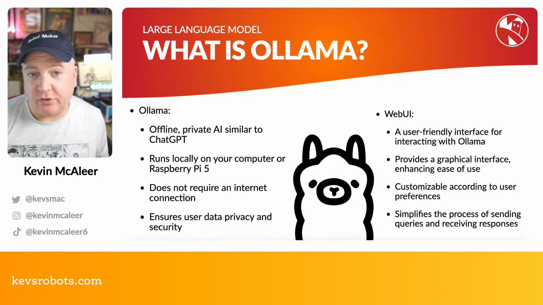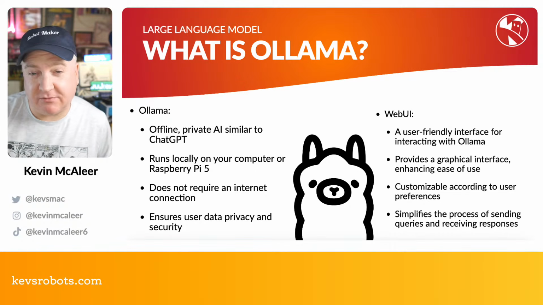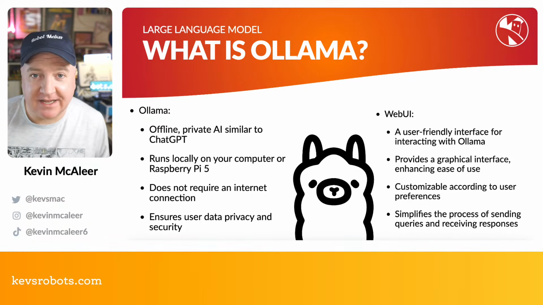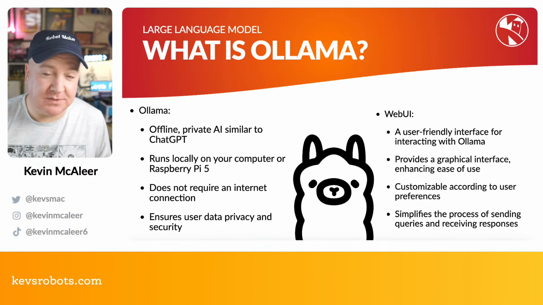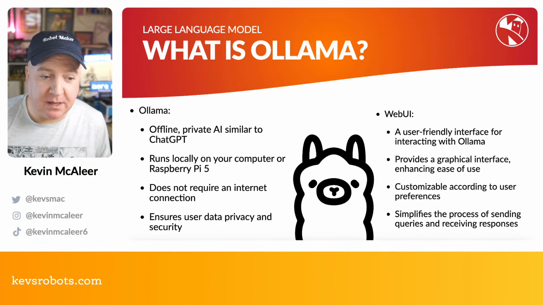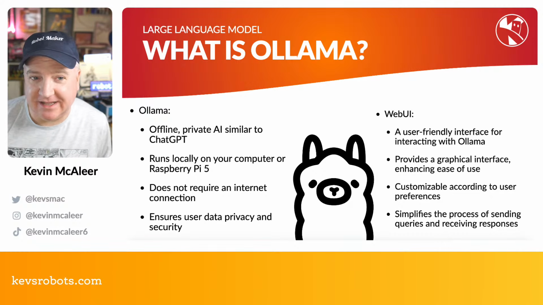It runs locally on your computer, so you could actually run it on a Mac, Windows, or Linux computer. We're going to be using a Raspberry Pi 5 because why not? It does not require an internet connection, so there's no data being sent up to the cloud. You simply download the pre-trained model and then you just use that model. It ensures that you've got user privacy and security because obviously you're not sharing anything with anyone.